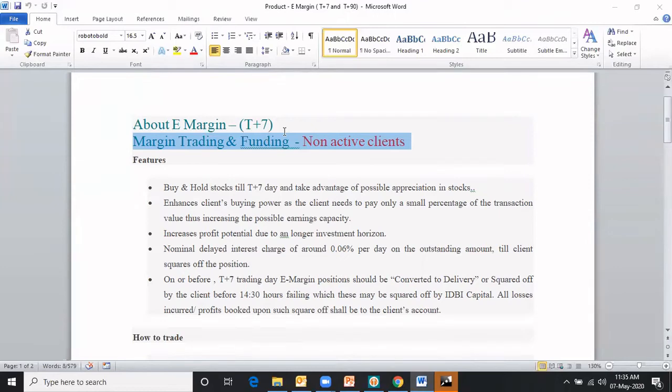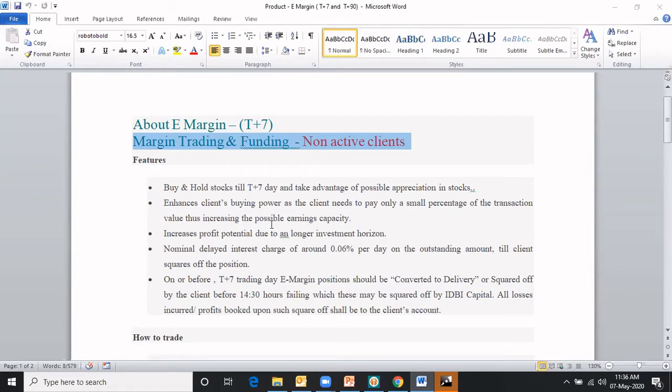The advantage of e-margin is that you need not pay 100% of the money like a cash trade. You have to pay a certain percentage of money, and against that IDBI Capital will give you an exposure to trade in e-margin, or a delivery trade. So, suppose I am a client, I can buy a 100 rupee stock by paying say 25 rupees, and keep that stock in e-margin till the T+7th day. Before that, if I want to sell, I can sell.